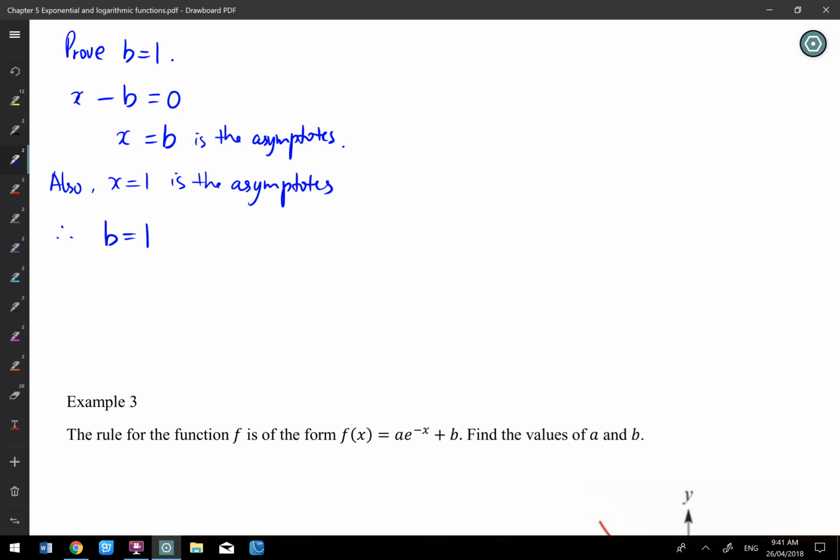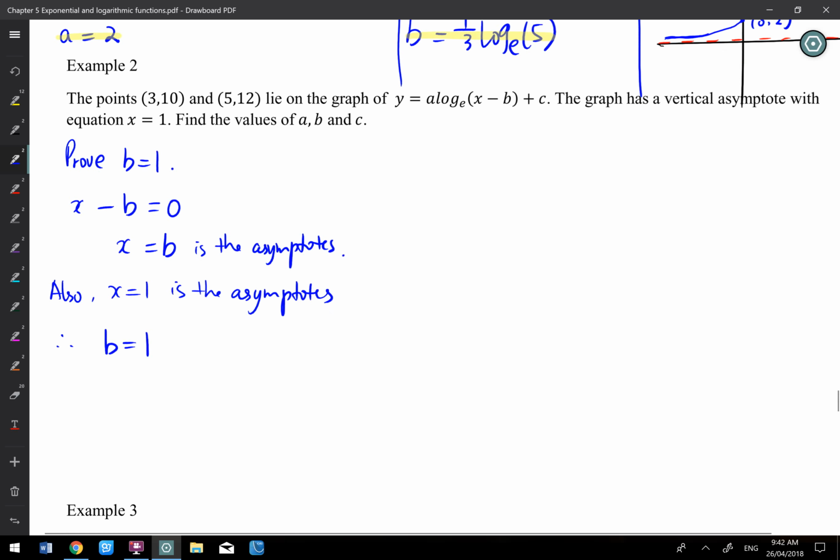And also, if the bracket is more complex than this, you also need to remember how to find the value of b. For example, if I give you 2x minus b as the bracket and tell you x equals to 1 is the vertical asymptote, what should we do? That's the same process. We find b equals to 1, and then we can do the substitution.